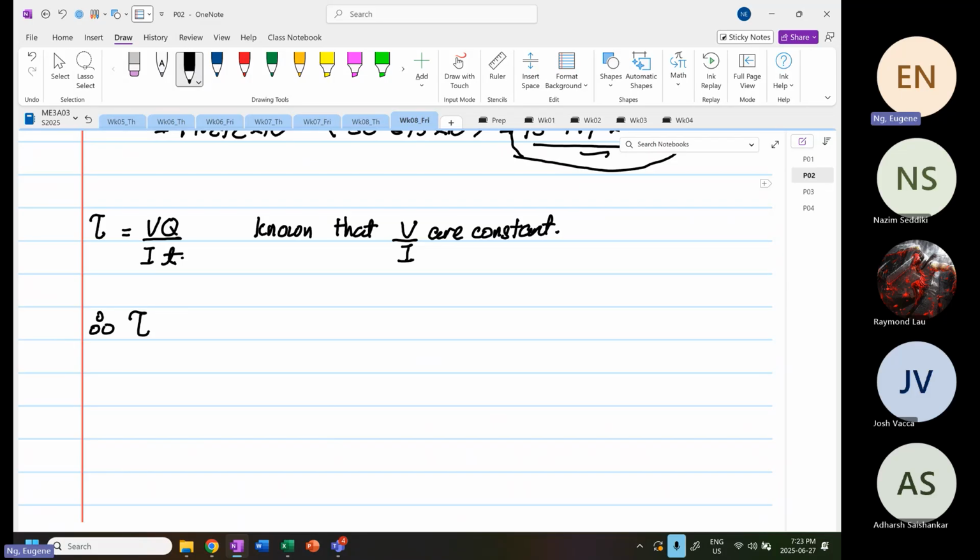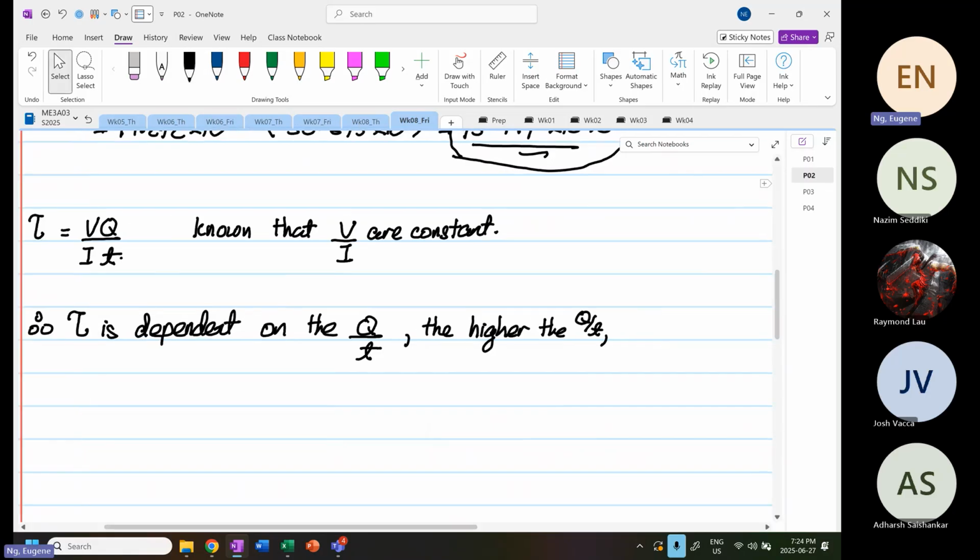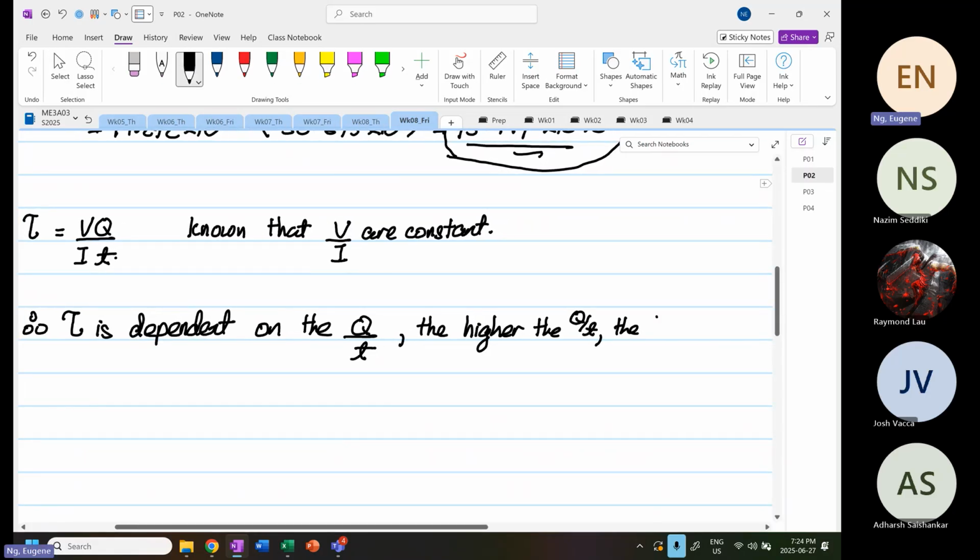the shear stress is dependent on the Q over T, right? I.e., the higher the Q over T, the larger is the shearing stress.